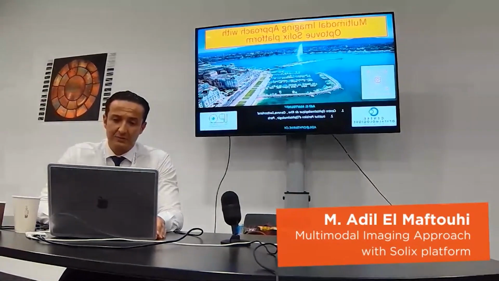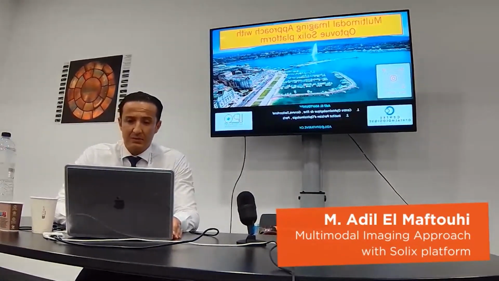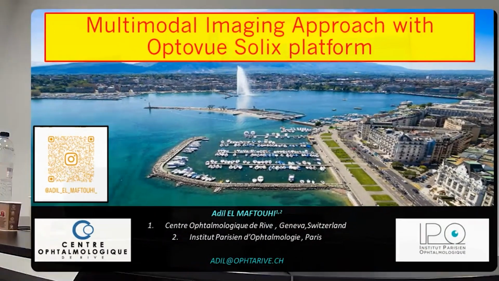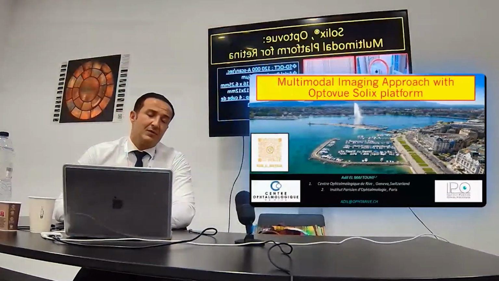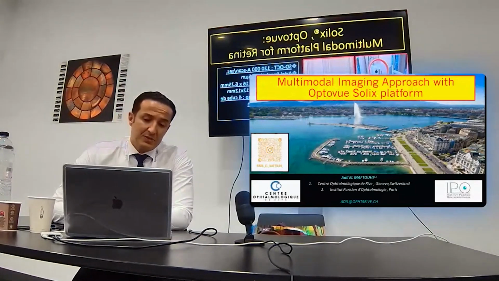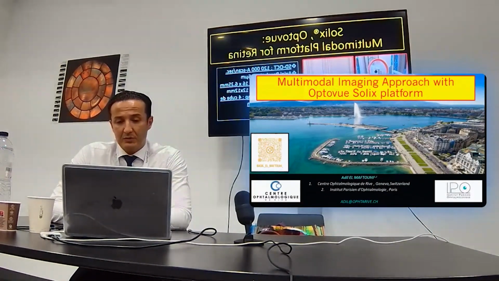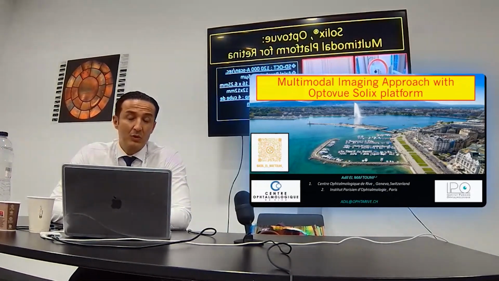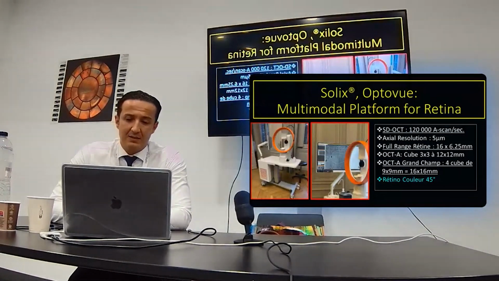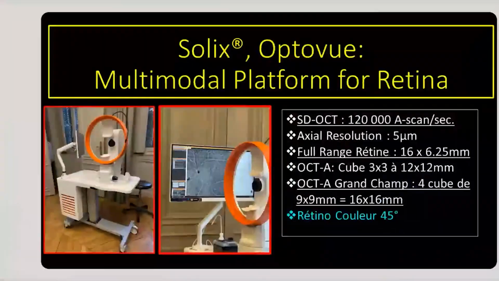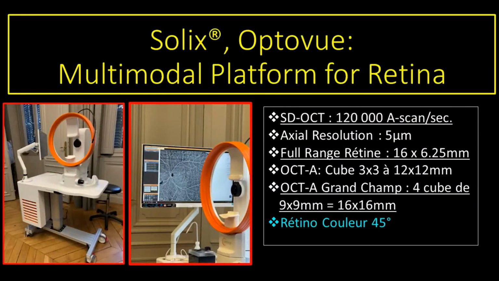And today I'm going to talk about the multimodality approach with the Solix platform. The Solix platform is a spectral domain system with a high sensitivity camera with a high rate of 120,000 scans per second, with a very good axial resolution of 5 micron. The full range retina scan is 16 millimeters wide and 6 millimeters deep.